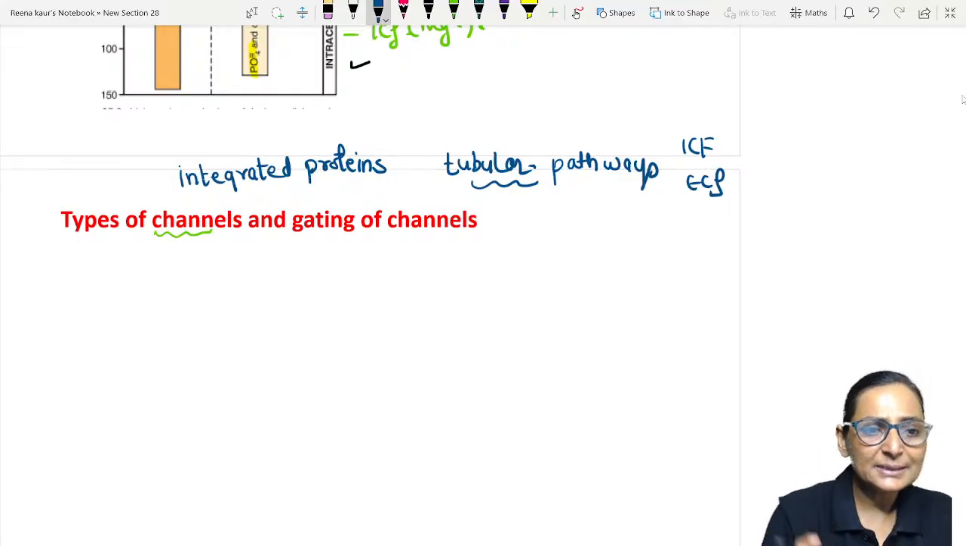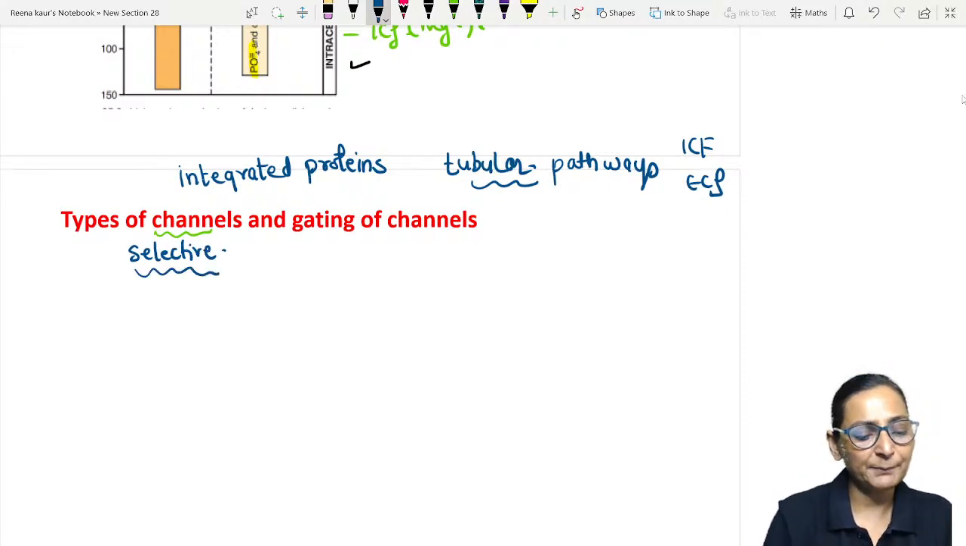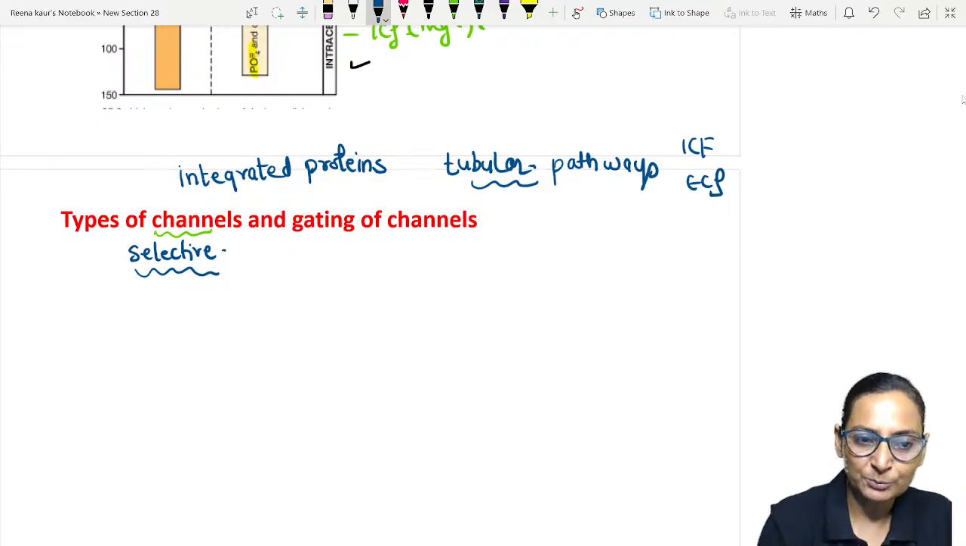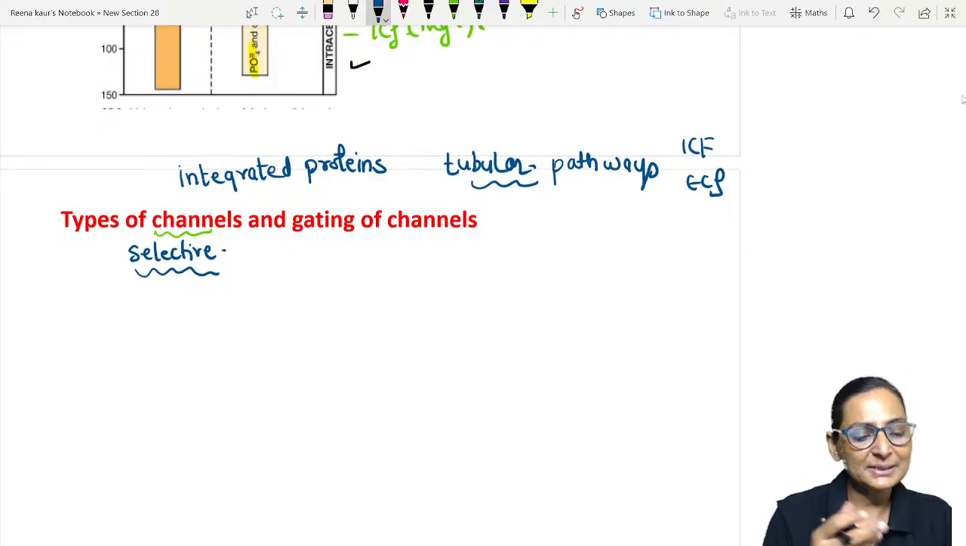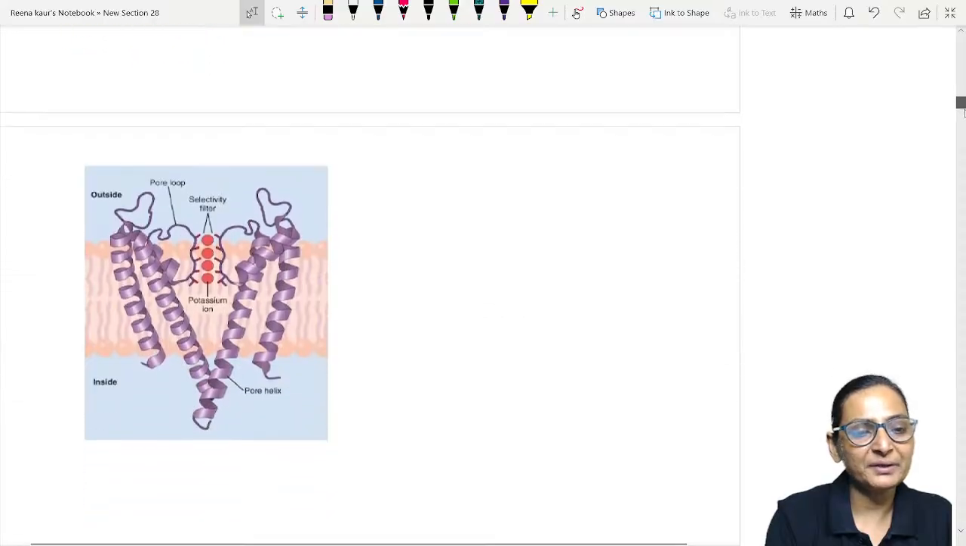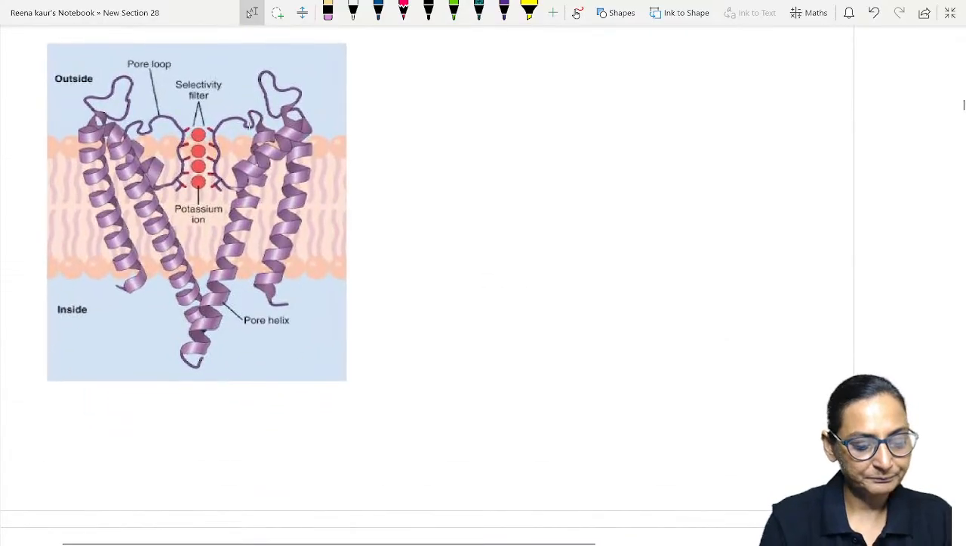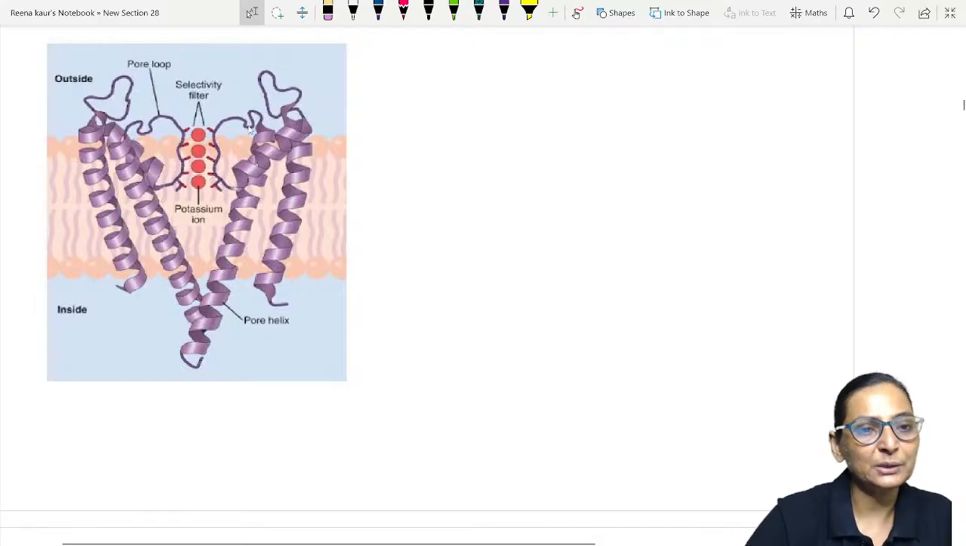Now these bear a very important property that they are very selective. ये सबसे ज्यादा important property है इनकी कि ये बहुत ज्यादा selective होते हैं. मतलब पोटेशियम वाला सिर्फ पोटेशियम को अलाउ करेगा, सोडियम वाला सिर्फ सोडियम को अलाउ करेगा. सो हाउ इज दिस पॉसिबल? सो यू कैन सी दिस इज अ वेरी गुड फिगर विच शोज अस द सिलेक्टिविटी फिल्टर. Right, it shows us the selectivity filter.